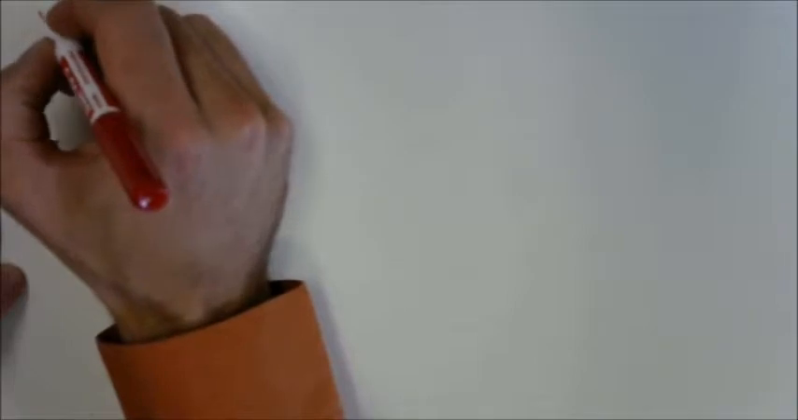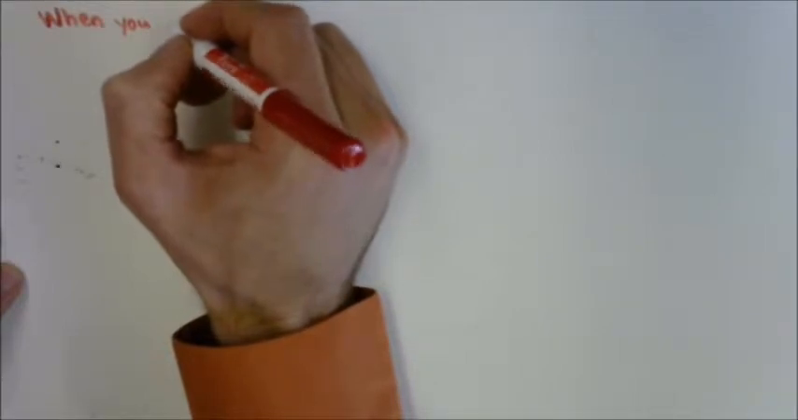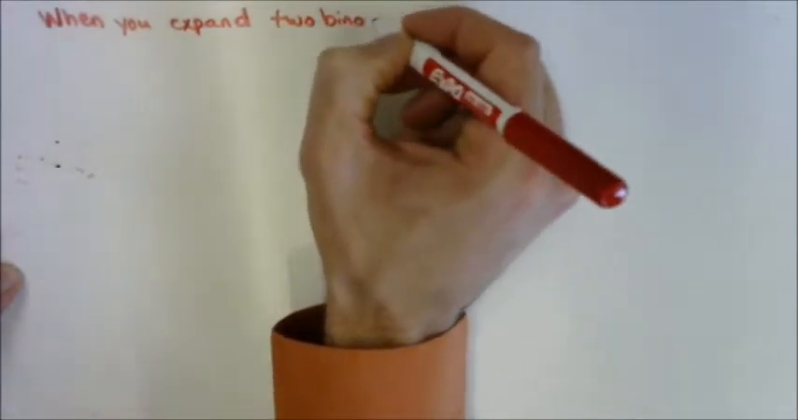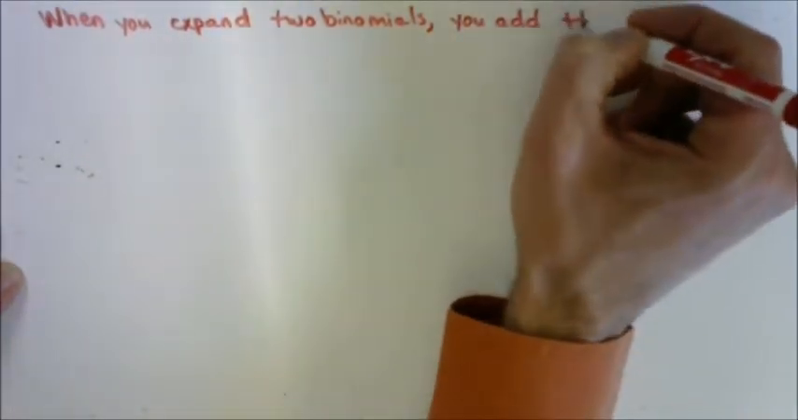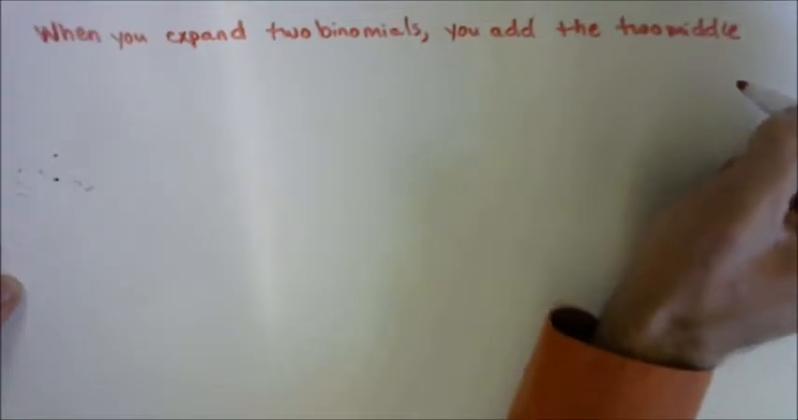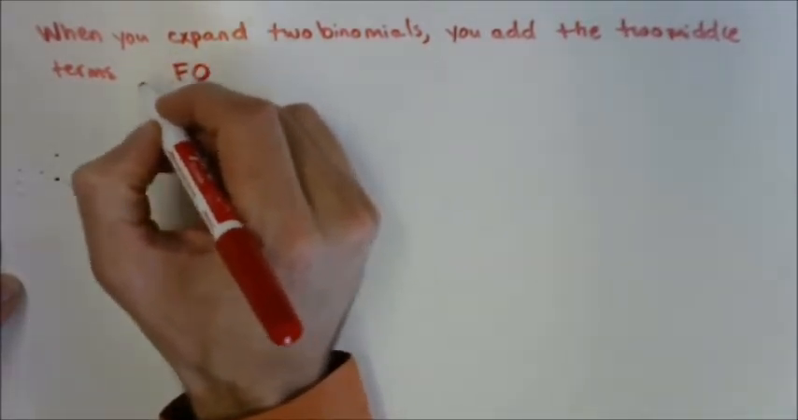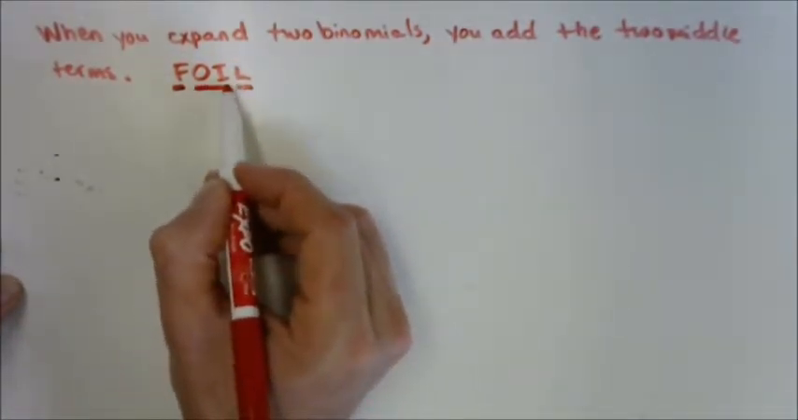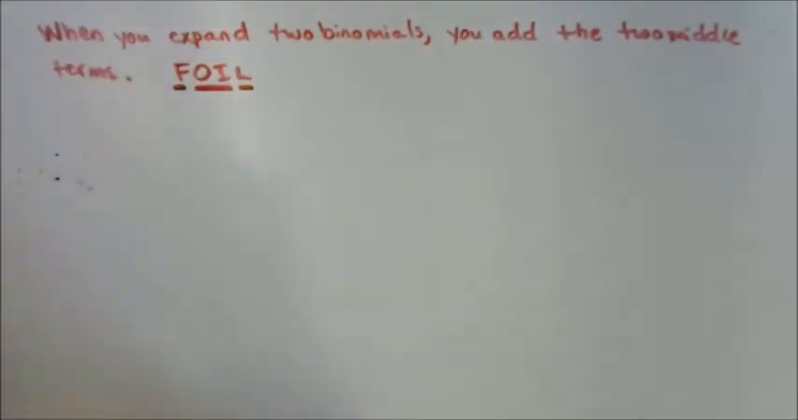So here we go. When you expand, so this is looking back at expanding and distributing and foiling. When you expand two binomials, you add the two middle terms. And so just think of that this way. When you FOIL, F is on its own, L is on its own, but O and I get added up. You add the two middle terms. Okay? A simple example is right here.